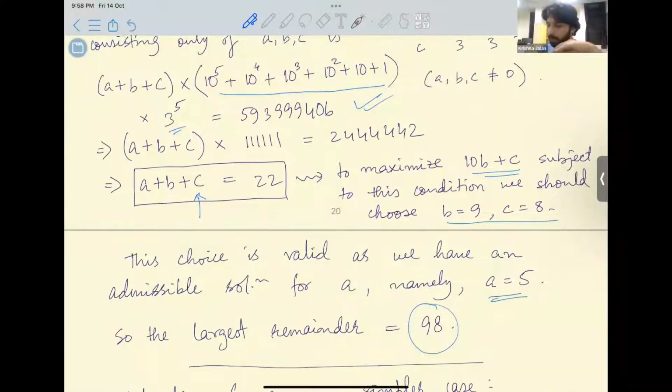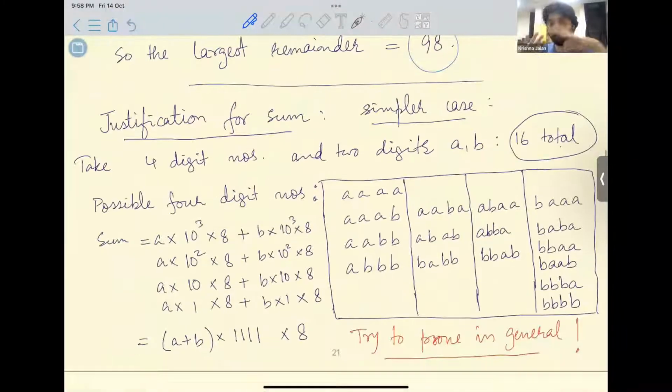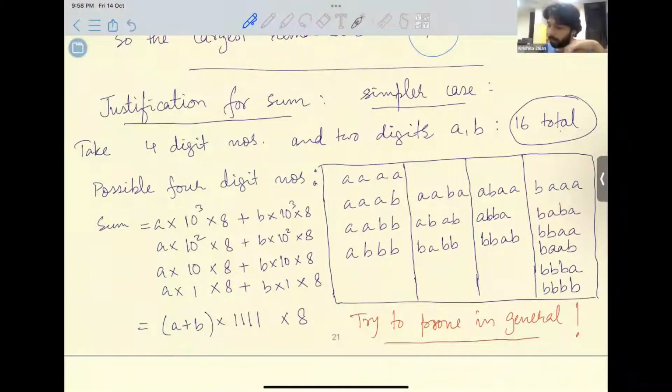So the only part left for me to do is justify that this sum is the correct sum. So let me do that for you, but in a simpler setting. Let's consider only 4-digit numbers, constructed out of A and B, 2 distinct digits, A not equal to B. So what are the total possibilities? There are 16 in total, and I've listed them out for you. Now I have to add up all these numbers. That also I've done for you.